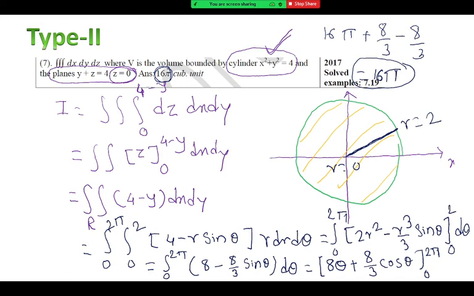That was about the triple integral when the limits are not given. So I will tell you the hint for how to do the triple integration whenever the limits are not given. Observe the equations. From the equation, first try to find the limit of z only. Once you get the limit of z, we are actually finding the height of that solid. The height of the solid is varying from 0 to 4 minus y.